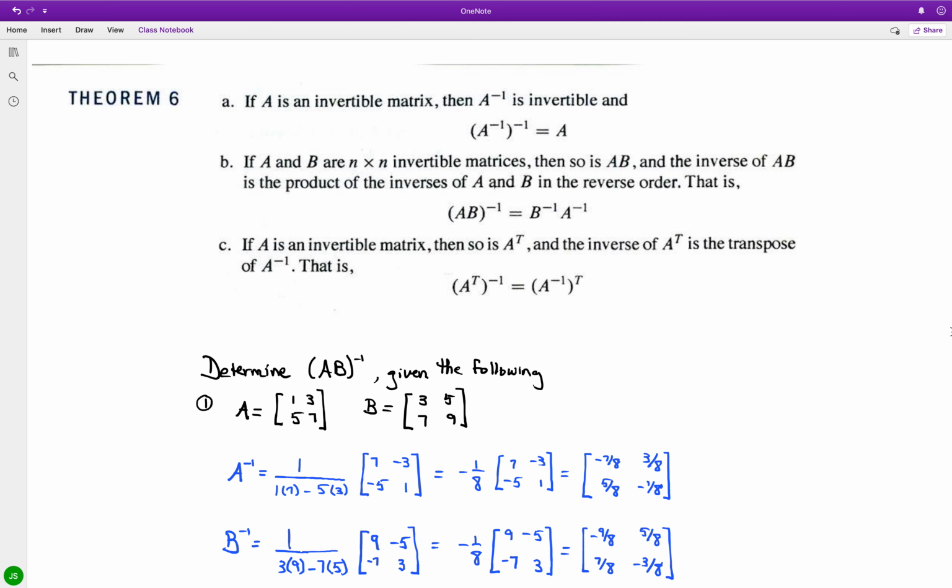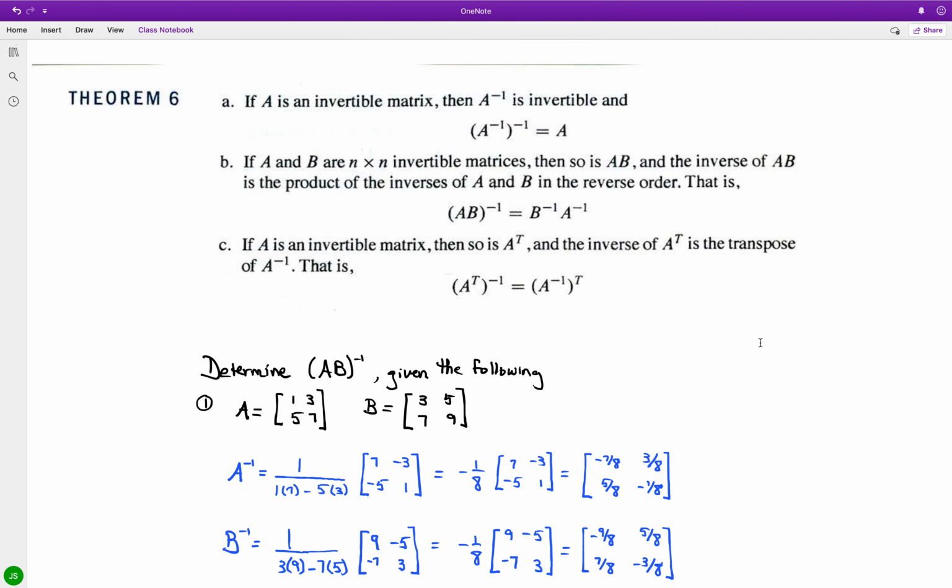Okay, continuing on with the inverse of a matrix, we had that if A is an invertible matrix, then the inverse of A is also invertible, and the inverse of the inverse of A comes out to A itself. And again, we looked at earlier that the product between A and its inverse, and vice versa, will come out to an identity matrix.